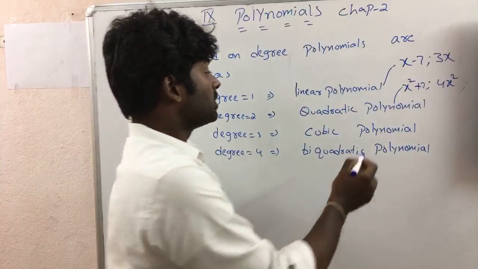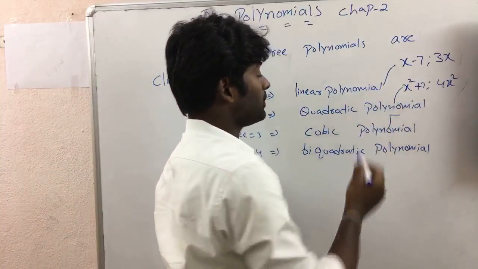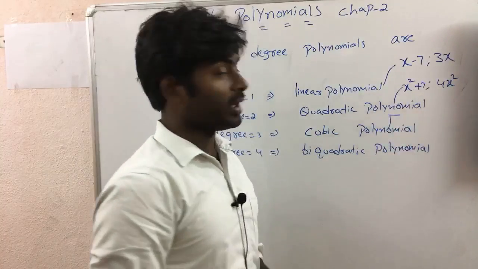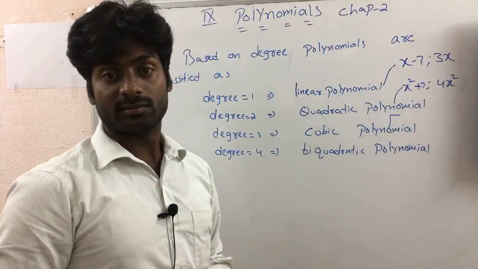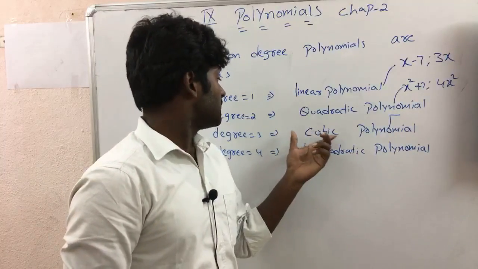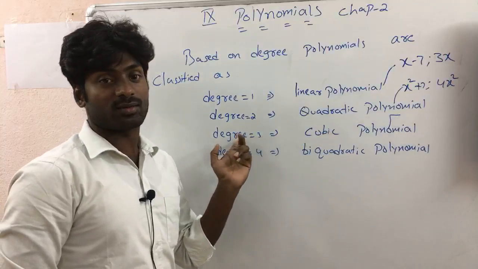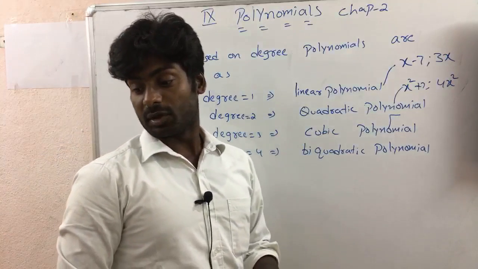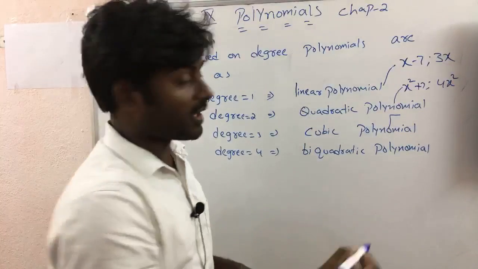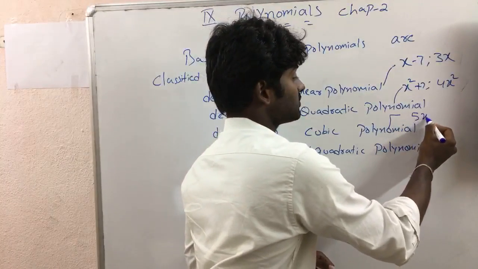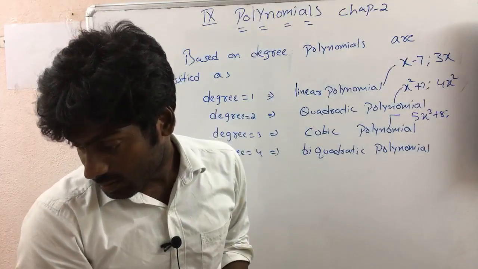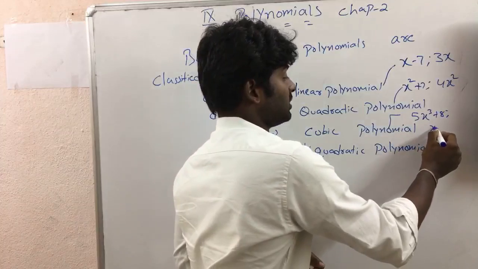Now, give an example for a cubic polynomial. That means you have to get the degree as 3 for the particular polynomial. 5x power 3 plus 8x plus y power 3. Yes, Riddhi, it is also correct.